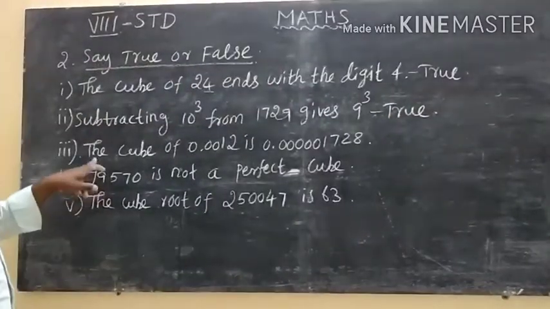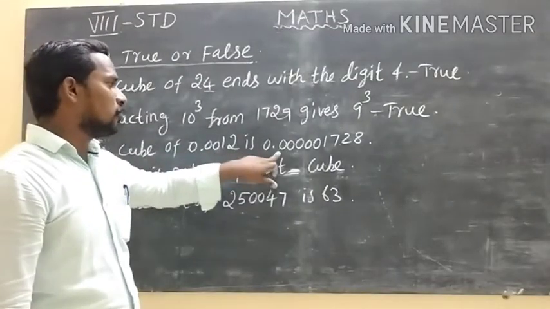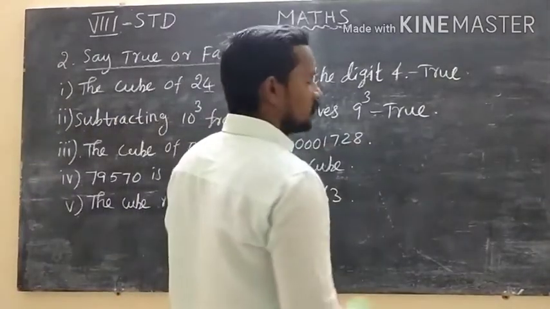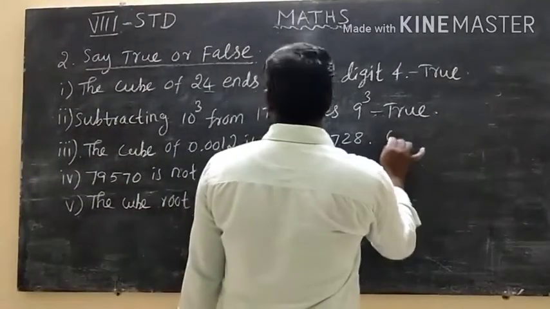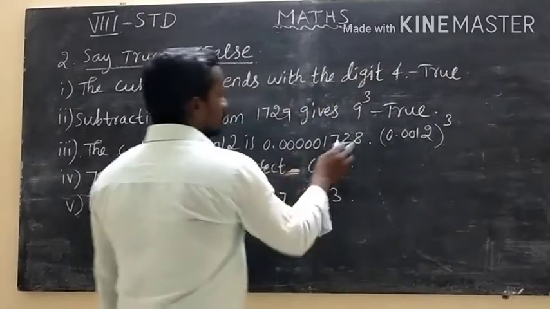Okay. Then the cube of 0.0012 is 0.000001728. Is this true or false? The question is whether the cube of 0.0012 is this number.